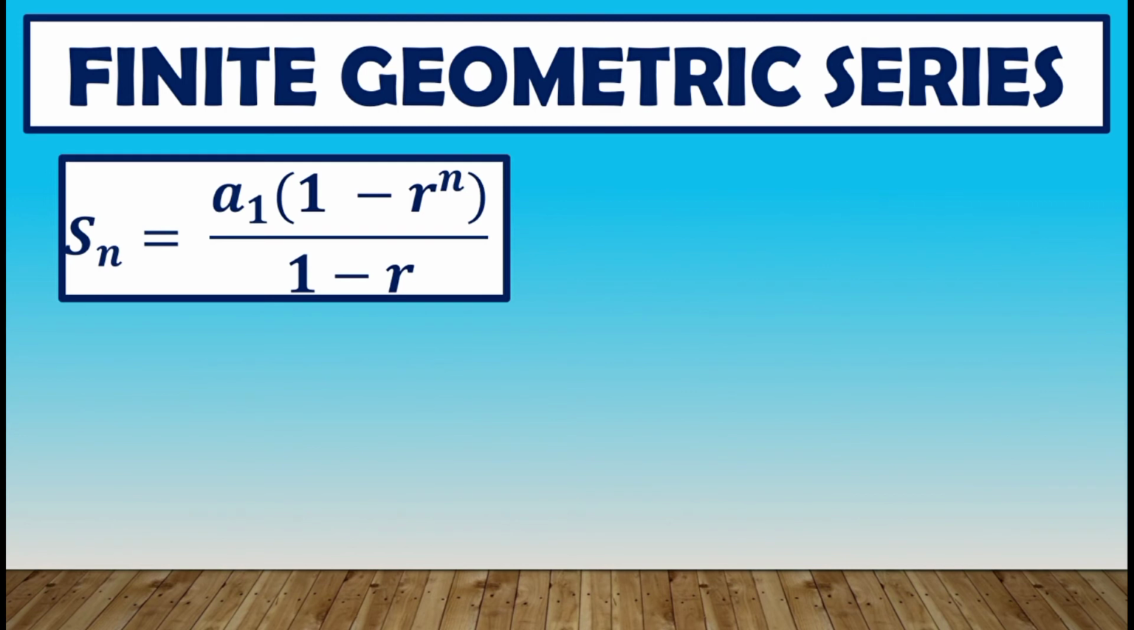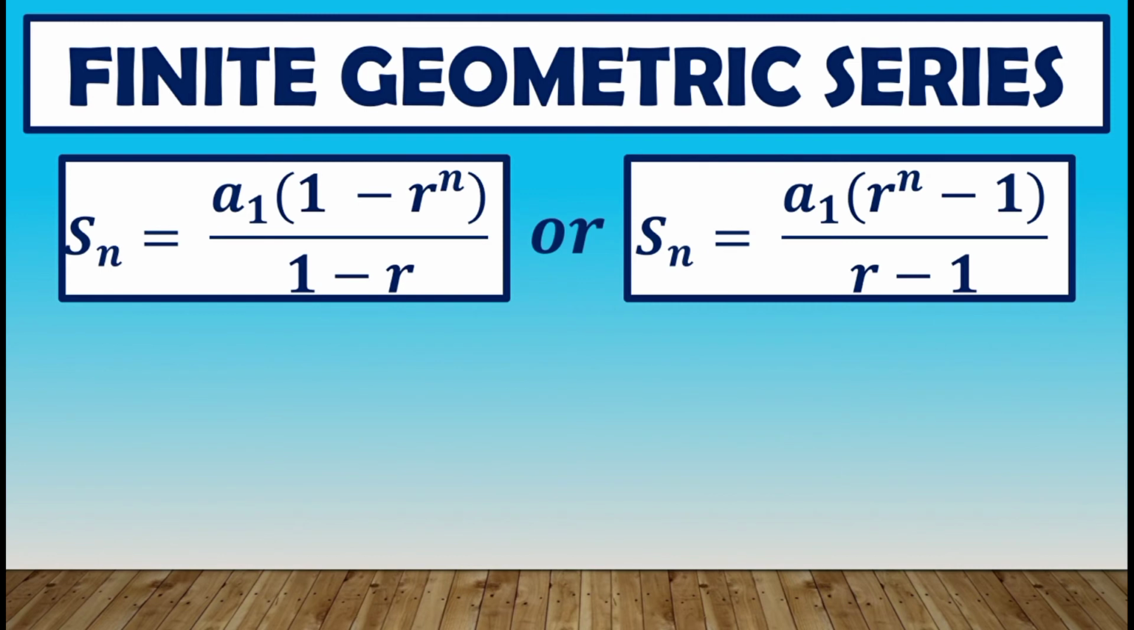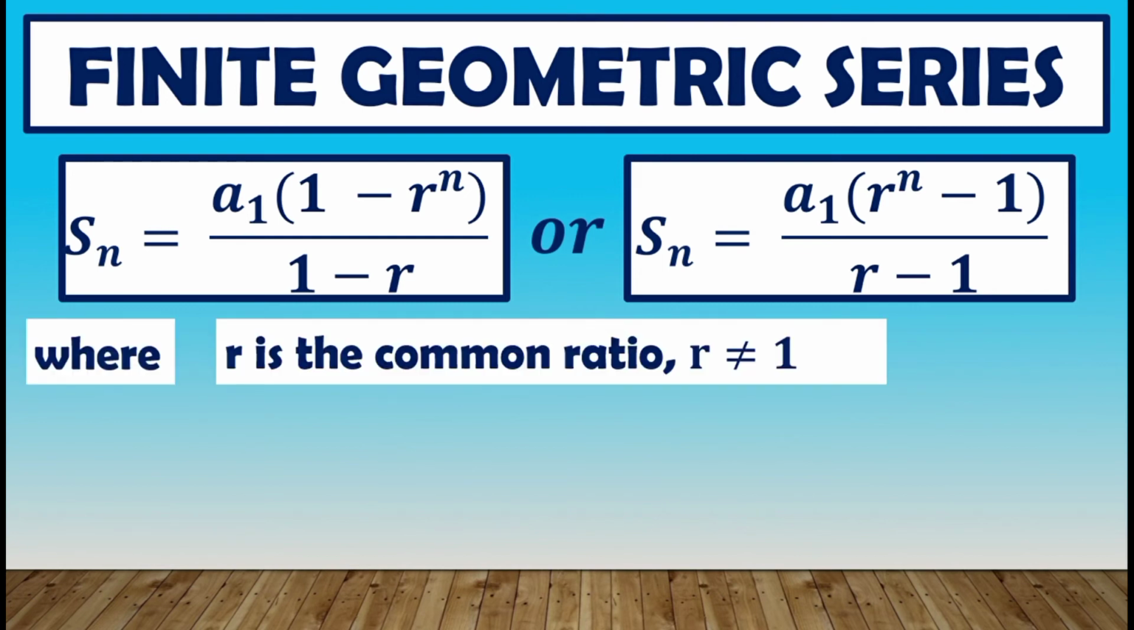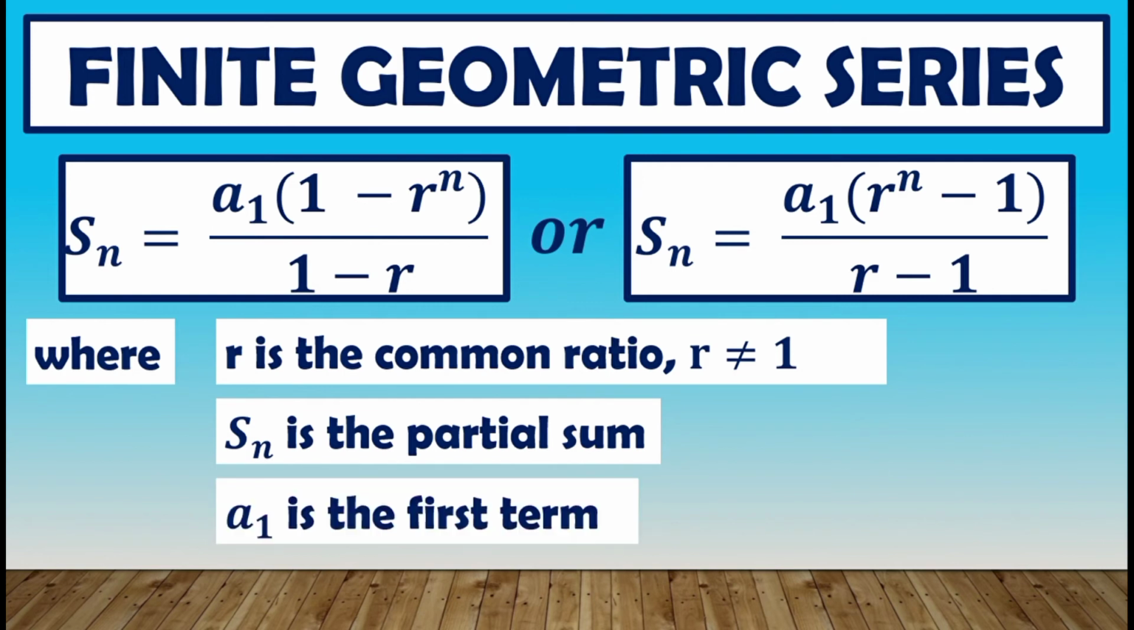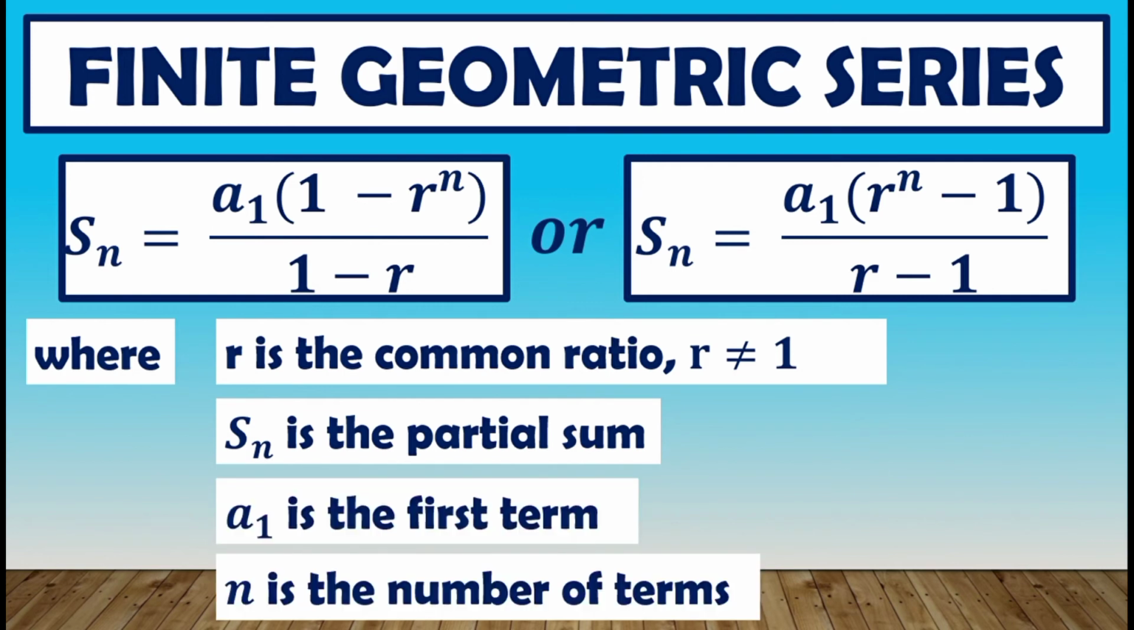It has a formula. S sub n is equal to a sub 1 times the quantity 1 minus r raised to n all over 1 minus r. Or S sub n is equal to a sub 1 times quantity r raised to n minus 1 all over r minus 1. Where r is the common ratio provided that r is not equal to 1. Our S sub n is the partial sum of our geometric series. A sub 1 is the first term and n is the number of terms.